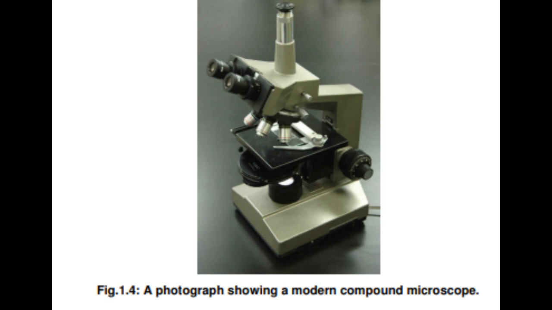Compound light microscope. A microscope having more than one lens is called a compound microscope. This type of microscope can magnify images up to 2000x. It has a higher magnification as it uses two sets of lenses, an objective lens and an eyepiece.